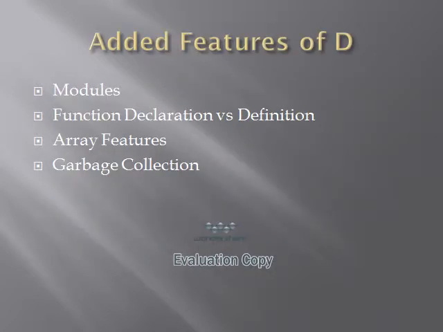So I'm going to go over those additions. The added features of D that make it different from C++ include, among a few others, these are the main ones: modules, function declaration versus definition, which is quite interesting, we'll talk about, array features, and garbage collection, which we'll also talk about.